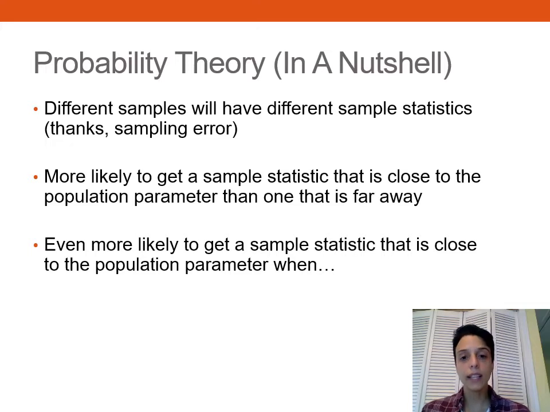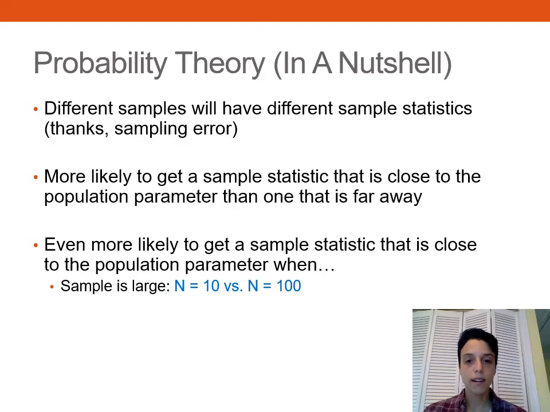But you're most likely to get a sample statistic that's close to the population parameter when the sample is large. So if you pull out 10 M&Ms versus 100 M&Ms, it's more likely that you're going to see different numbers of red M&Ms in your 10 M&M sample than it is in your 100 M&M sample. So the bigger your sample, the more likely it is that your sample is going to resemble your population. Or in other words, that the sample statistics are going to be close to the population parameters that you're trying to estimate.